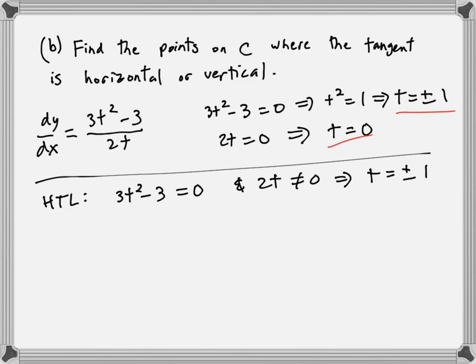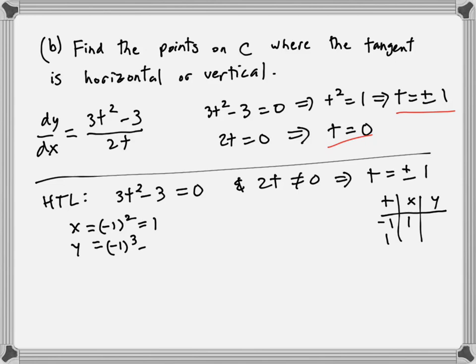But it says find the points on C. How do you turn this into a point? Again, create your little chart, right? So here's -1, here's +1. What would they actually be as points? Well, we're going to use the original equations for that, right? So remember, x is equal to t squared, so x is equal to 1. I'm going to put a 1 right there. And remember, y is equal to t cubed minus 3t. Oh, so it's -1 cubed minus 3 times -1. What do we get here? We get -1 plus 3, it's +2, and so our y value is 2. Okay.